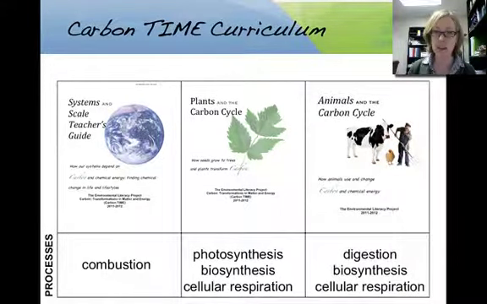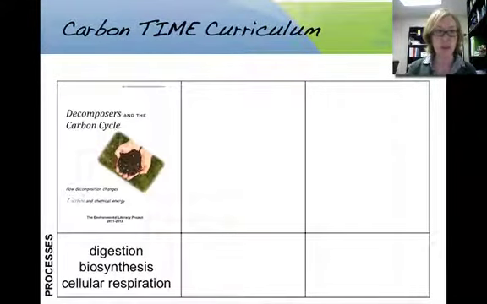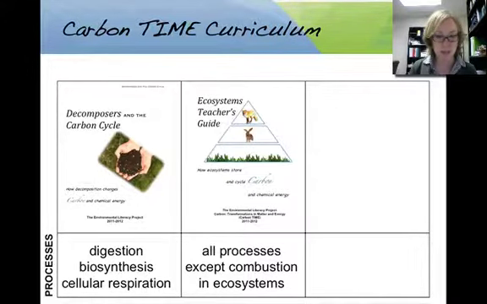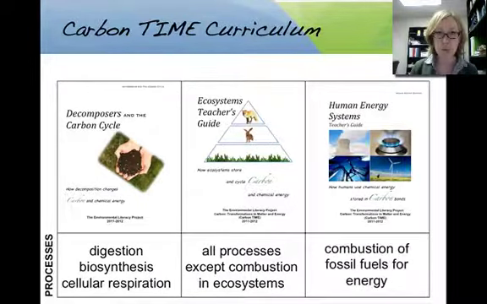Animals focuses on digestion, biosynthesis, and cellular respiration. And then Decomposers is similar to animals in that it also focuses on digestion, biosynthesis, and cellular respiration, but all within the context of a misunderstood organism like fungi and microbes that do decomposition. And Ecosystems teaches all of the carbon transforming processes except for combustion at an ecosystem scale. And then Human Energy Systems involves all the processes and then also additionally includes the combustion of fossil fuels for energy in our human systems.